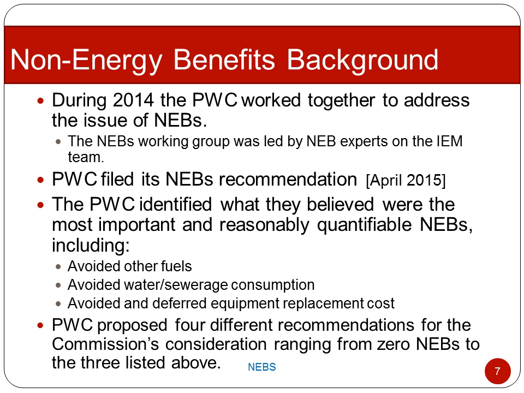But during our process that year, the PWC identified what we believed were the most important and reasonably quantified NEBs to include. And so these include other fuels, which essentially means that if an electric company goes into a house and does a weatherization program and that customer uses gas, well, that gas is also a savings that's happening. Also avoided water and sewage, and then, of course, avoided and deferred equipment replacement. We made a recommendation to the Commission which consisted of 4 different options, ranging from 0 NEBs to be included up to those that we had listed there.